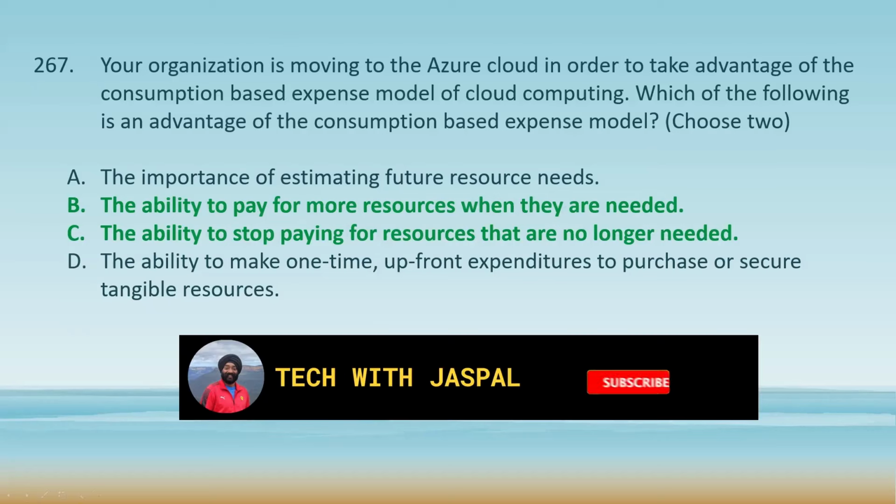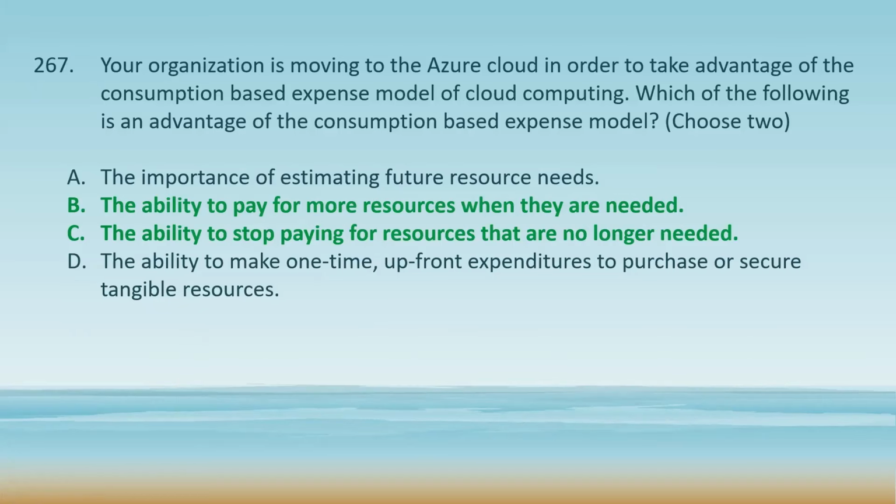In a consumption-based model, organizations can scale their resources up or down based on demand. This flexibility allows them to allocate additional resources as needed to meet workload demands without over-provisioning or incurring unnecessary costs during periods of low activity. And also, organizations have the flexibility to stop paying for resources that are no longer needed. They can decommission or scale down resources when they are no longer needed, thereby optimizing cost and avoiding unnecessary expenses.